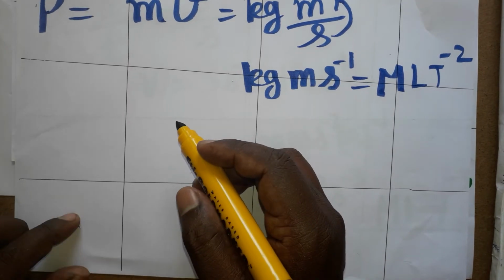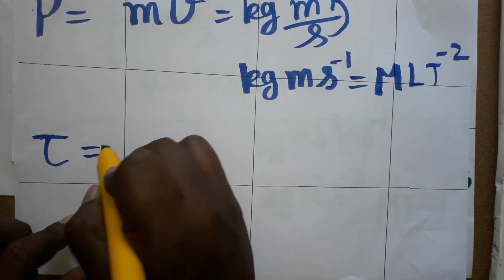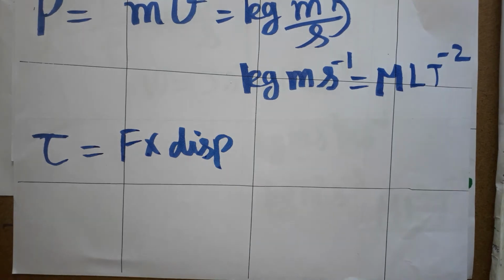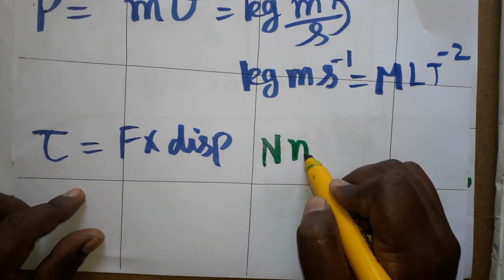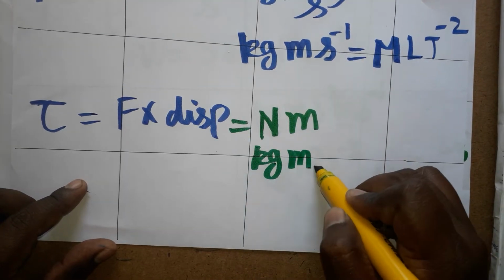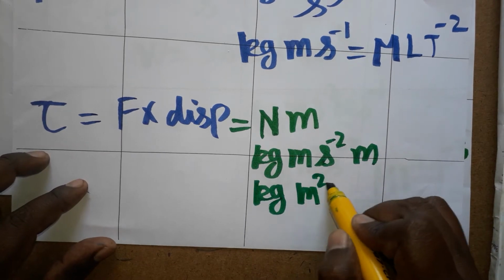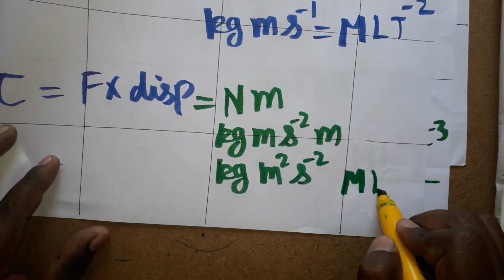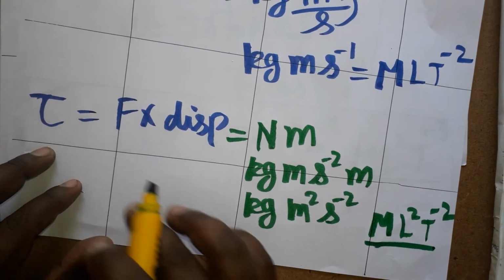The other term I am going to cover is torque. Torque is equal to force into displacement. Force unit is Newton, displacement unit is meter. So we can write Newton meter. The other term for Newton is kg meter second minus 2 into meter. So we get kg meter square second minus 2. The dimensional formula M L square T minus 2. The dimensional formula for torque.